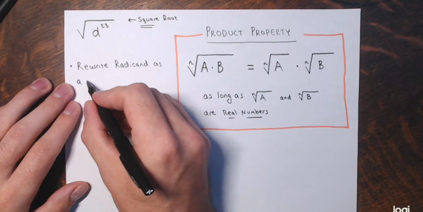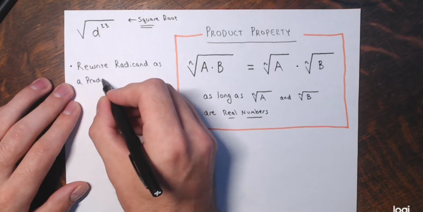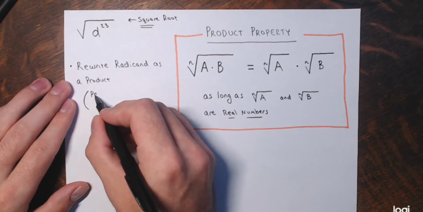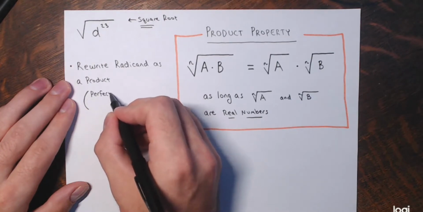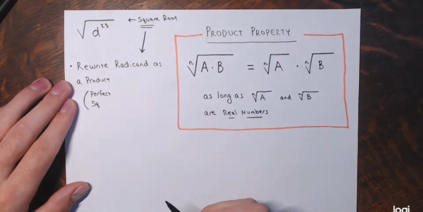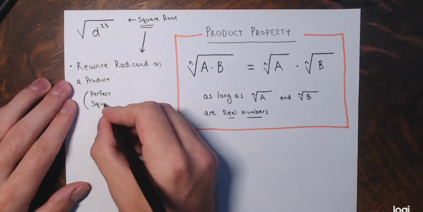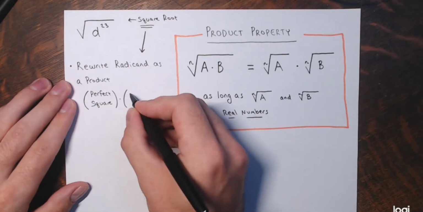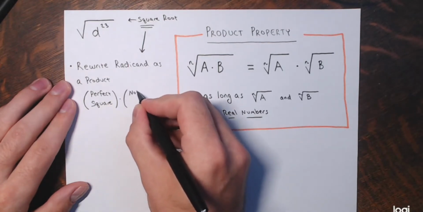as a product, a multiplication, of a perfect square, and again this is for square roots only, perfect square times not a perfect square.